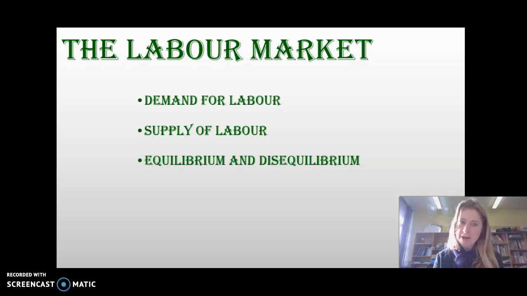So there you go, there's demand and supply for labour. You learned about markets in year 11, and now we're looking at a specific factor market, which is a resource market, the labour market. So we were going through the demand for labour, the supply of labour, and then we're going to put them together and look at when they're in equilibrium versus when they're not. So let's have a quick run through.